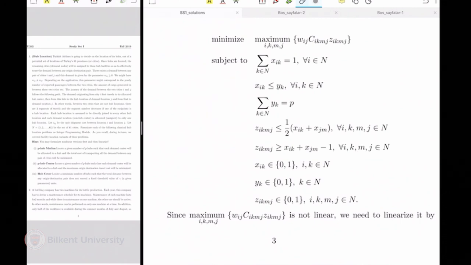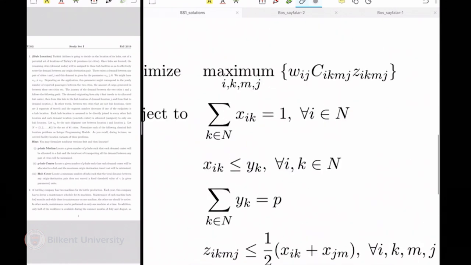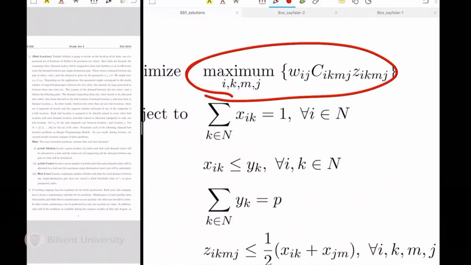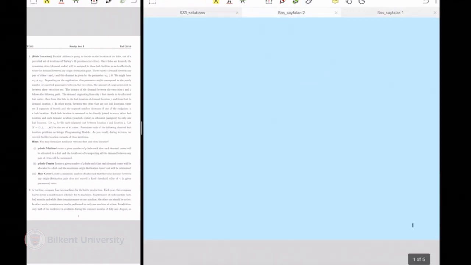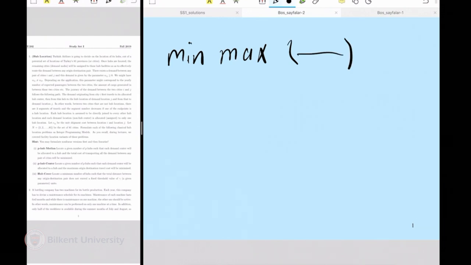So if it's not linear, what's the problem? Can anyone help me? Maximum of something is not really a linear expression. So I need to change this part to something linear. And it is also a very important trick to do. Whenever you're dealing with something like minimum of some maximum, for example, let me write it better. So I have, for example, minimum of maximum of some expression. How to make it linear?